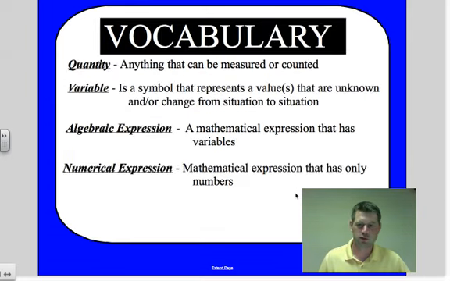Okay, we said we would come back to it, but an algebraic expression is a mathematical expression that has variables. Okay, so if it has a variable in it, it's going to be an algebraic expression. So algebra essentially is variables. A numerical expression is a mathematical expression that has only numbers. So hence, you know, numerical, numbers. So it's pretty easy to remember that one.